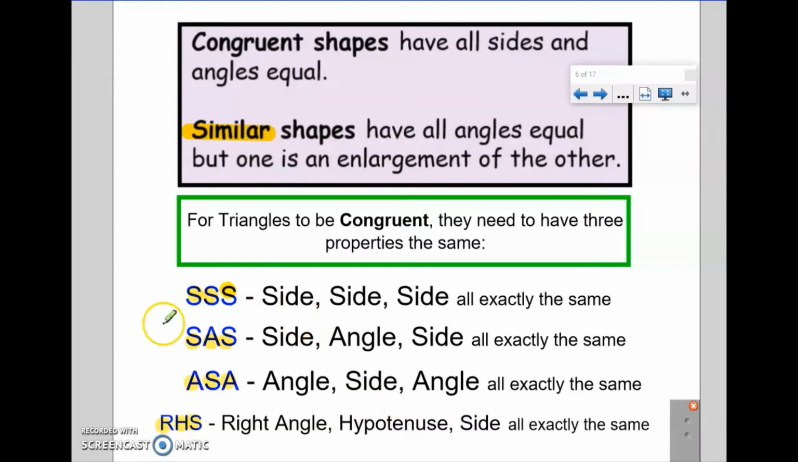So we have four mathematical proofs. If we can identify these three properties on two separate triangles, we can go ahead and state that they are congruent. And these abbreviations, what I've highlighted in yellow, is where you would get your method marks when you're stating your justification for shapes being congruent or not.